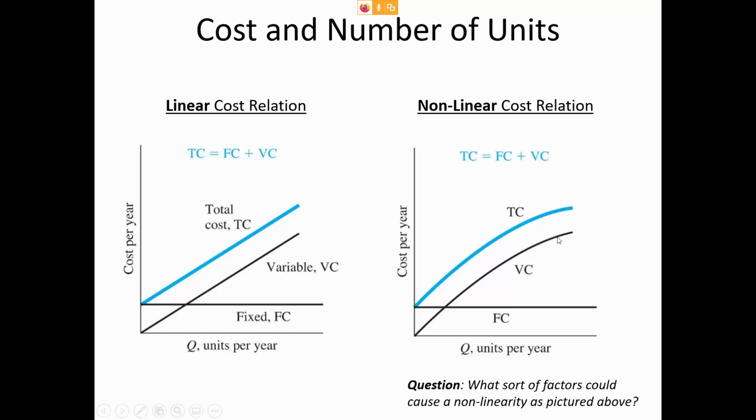And some of the things that could cause that is if you're getting a bulk discount on the items that you're purchasing, the raw materials. Just one example would be if you are buying sugar. Buying sugar in a 5-pound bag, you're probably going to get a different price than if you buy sugar by the rail car. If you buy a rail car full of sugar, probably the cost per pound will be significantly less. And so a nonlinear cost relationship could occur when you're getting a bulk discount for buying a lot of things.